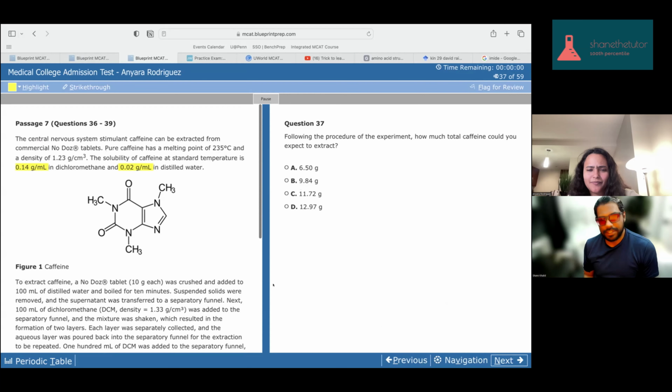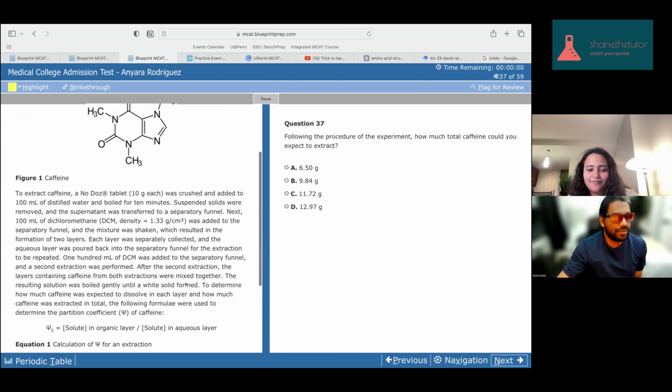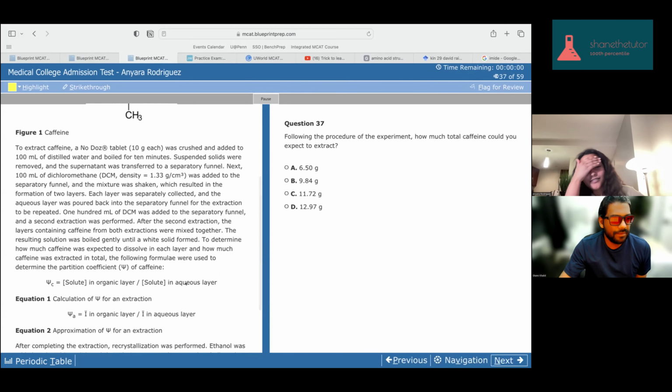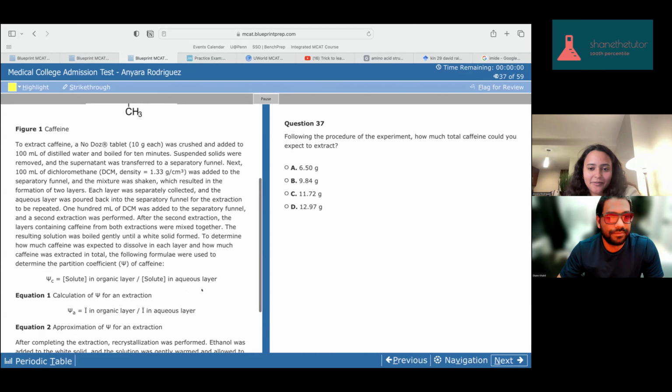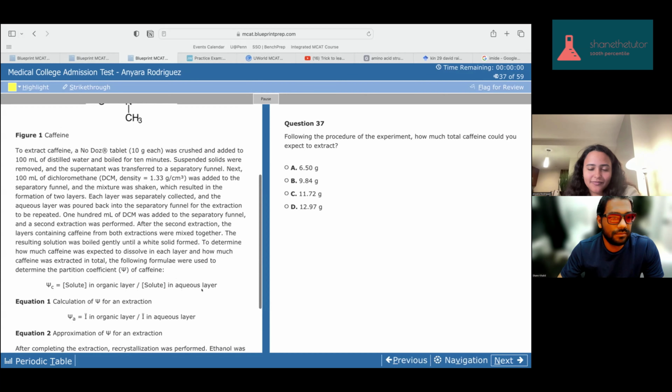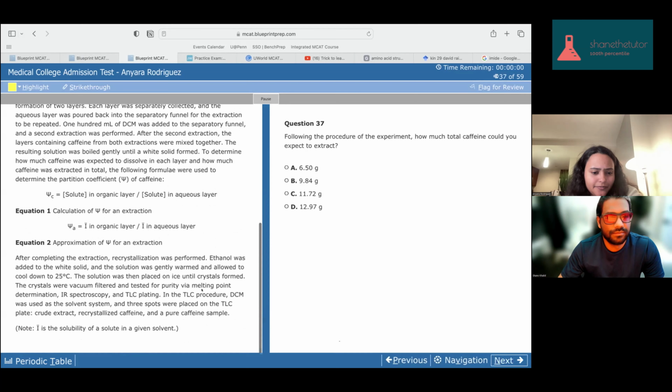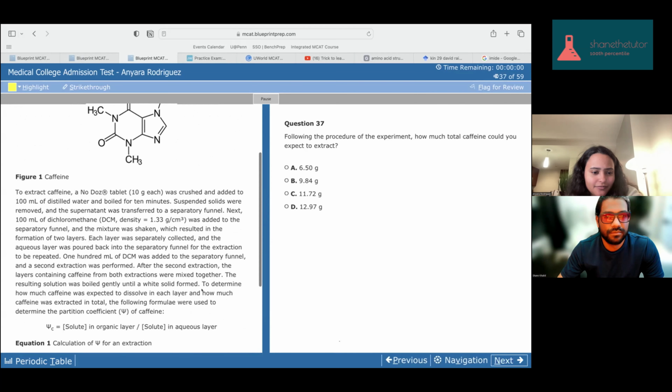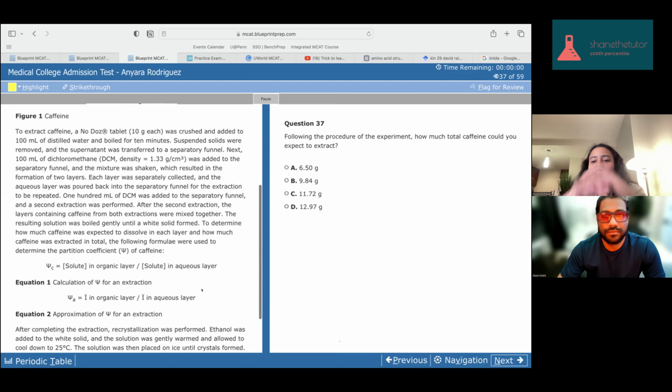All right, so some math, which I guess we were going to be expecting. I don't think I even attempted this question. How much total caffeine could you expect to extract at the end? I guess when I saw this, I was thinking, did they mention a yield in each step? But they didn't.